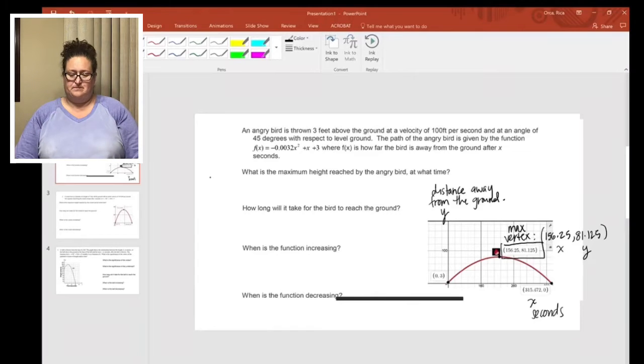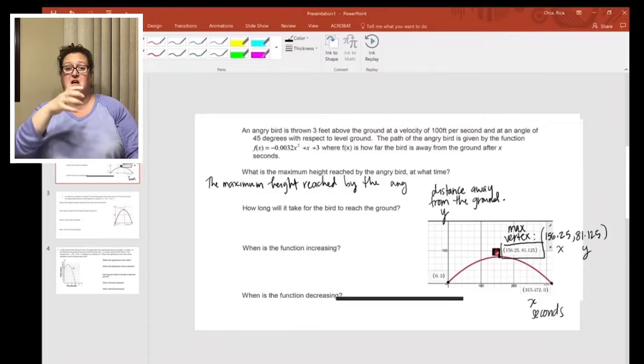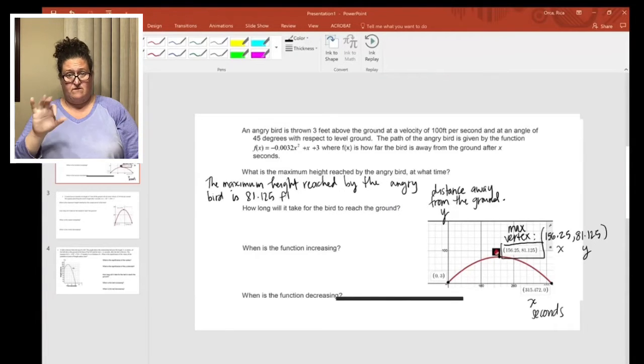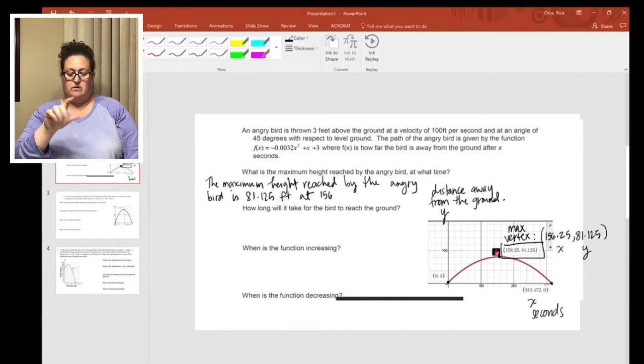The maximum height reached by the angry bird is 81.125 feet at 156.25 seconds.